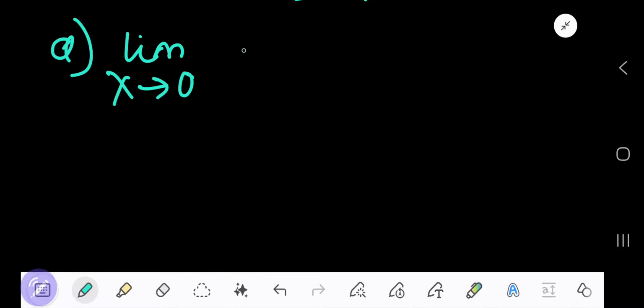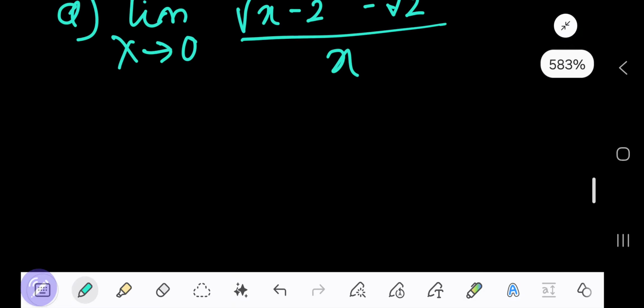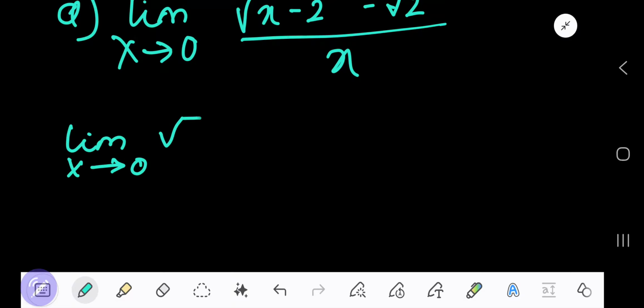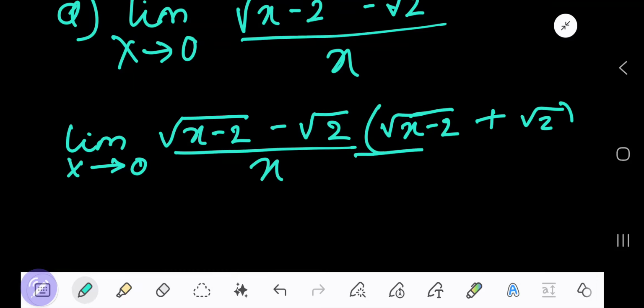Now say you have another question. Find the limit as x approaches 0 of root of x minus 2 minus root 2, divided by x. Over here too we can't use direct substitution, so let me rewrite this a bit smaller. Since we can't use direct substitution, we'll have to do the conjugate rule again because we have a root in the numerator. So the conjugate for this would be root of x minus 2 plus root 2, over the same thing.